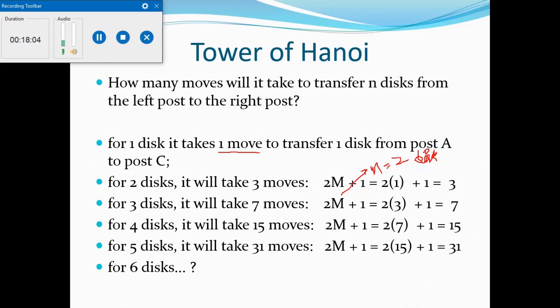But suppose somebody asks you to calculate for 49 disks. In that case, you cannot skip a statement. You have to solve for every one, like for m is equal to 1, 2, 3, 4, 5, 6, 7, 8, 9, until 48 you have to solve. Then only you can get the answer for 49. Okay.